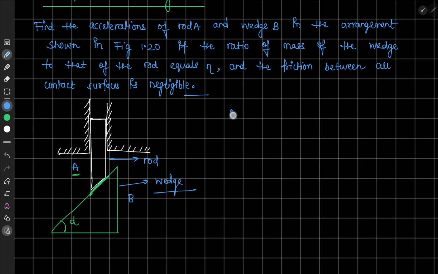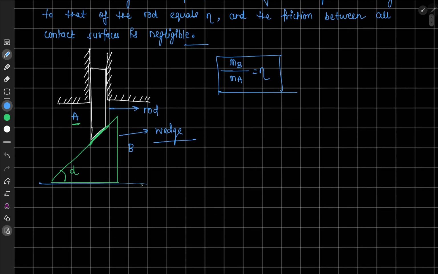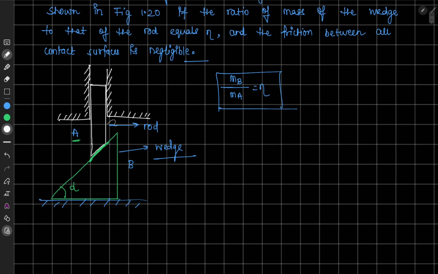It is given that the ratio of the mass of B, that is the mass of the wedge, to the mass of the rod is equal to eta, and there are no frictions between the contact surfaces. Because of gravity the rod will move in this particular direction, and as the rod pushes this wedge, the wedge will move in the forward direction. In order to find the accelerations, let us draw the free body diagram of rod and wedge.